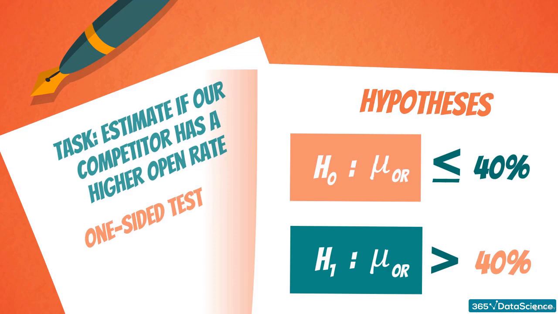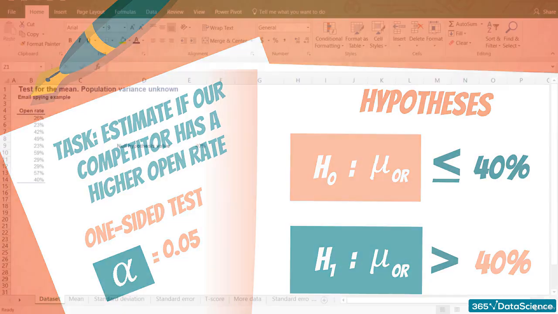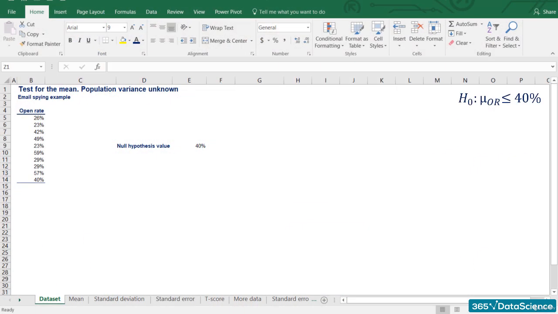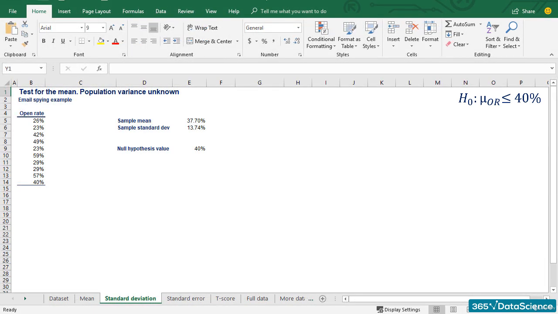All right, your boss told you that 0.05 is an adequate significance level for this test, so that's what you'll use. Here's the dataset. You calculate the sample mean and get 37.7%. The sample standard deviation is 13.74%, thus the standard error is 4.34%. You assume that the population of open rates of sent emails is normally distributed.